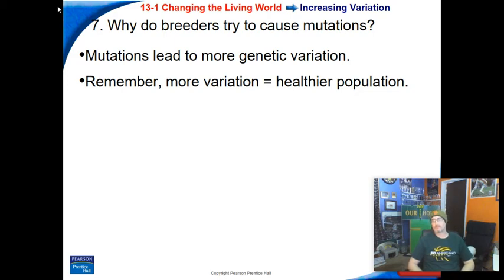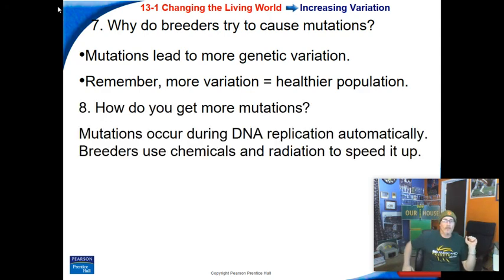Remember, more variation equals a healthier population. If you have more genetic variation, more characteristics in your population, and you have a change in your environment or a disease, for example, you are more likely to have some organisms survive those experiences and be able to continue the species. Whereas if you have mostly one characteristic and that disease happens to kill organisms with that characteristic, you're left with nothing. Okay, so genetic variation is good for the overall health of a population.